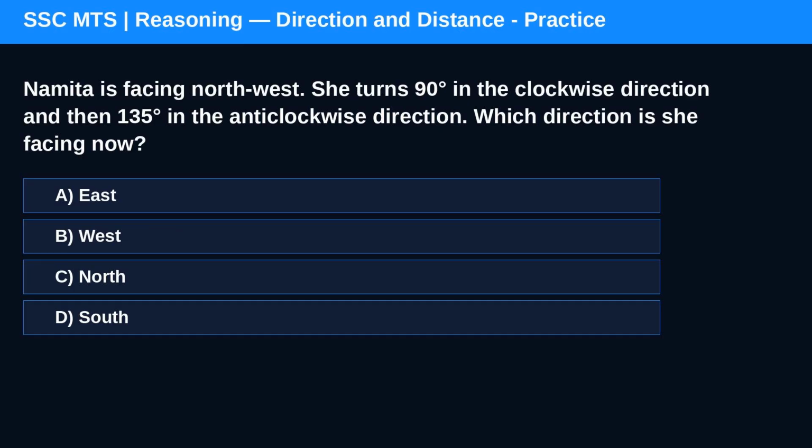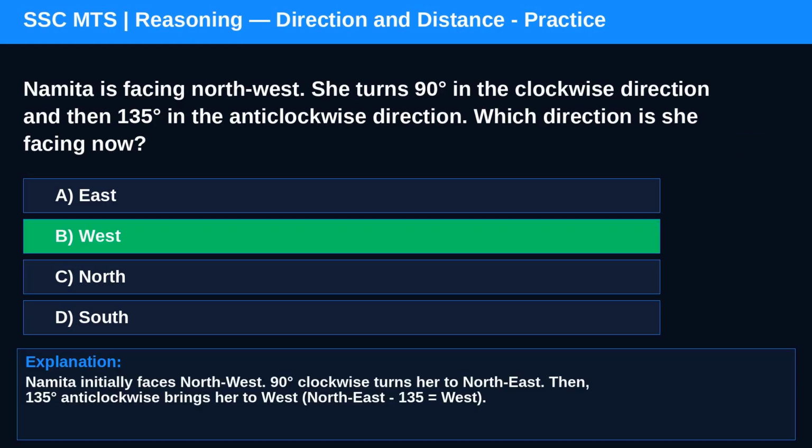Question 13. Namita is facing northwest. She turns 90 degrees in the clockwise direction and then 135 degrees in the anticlockwise direction. Which direction is she facing now? Option A east, option B west.